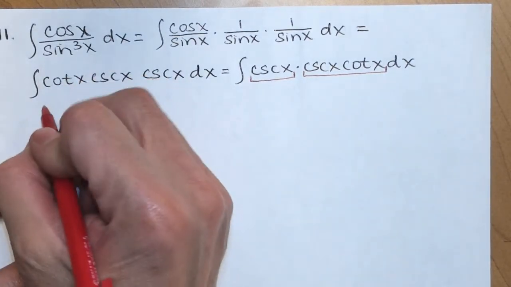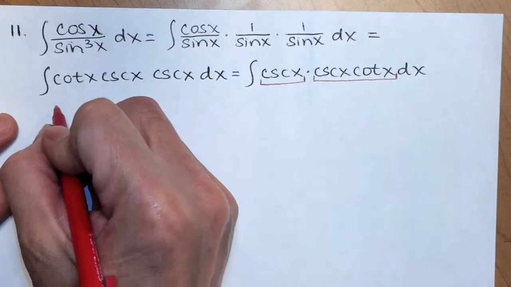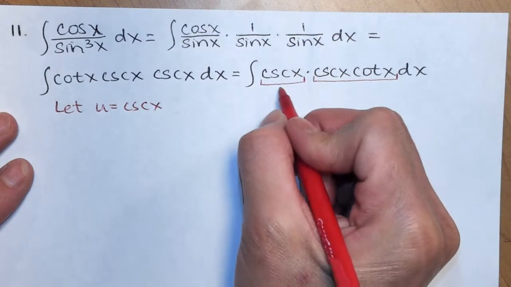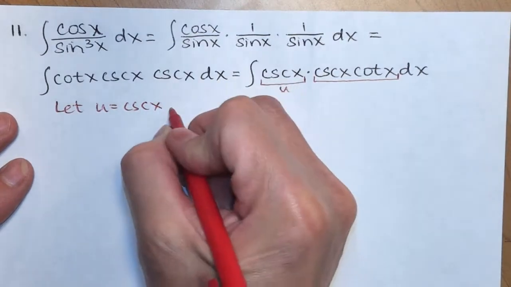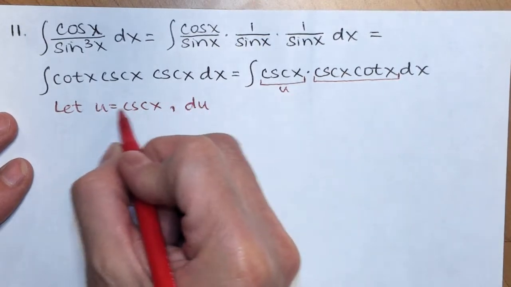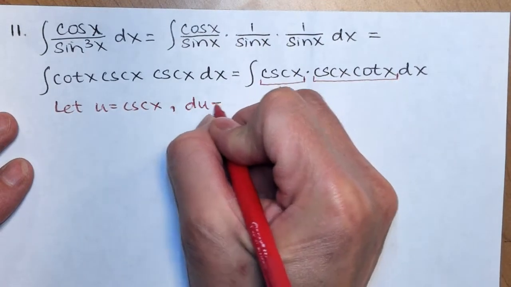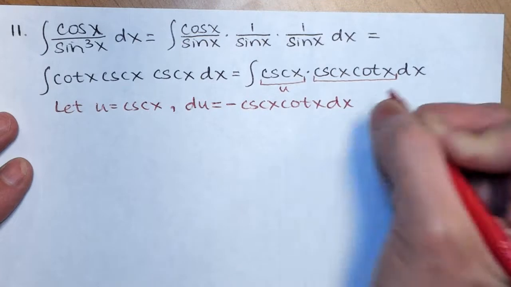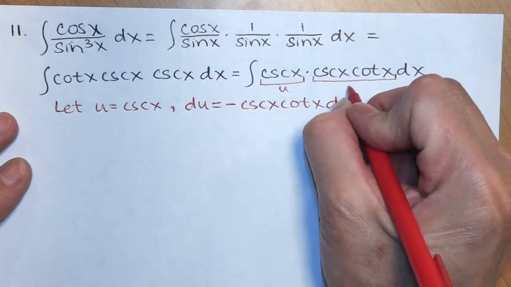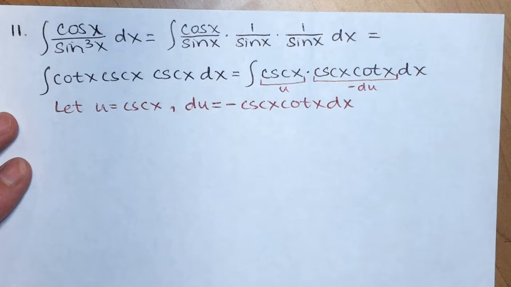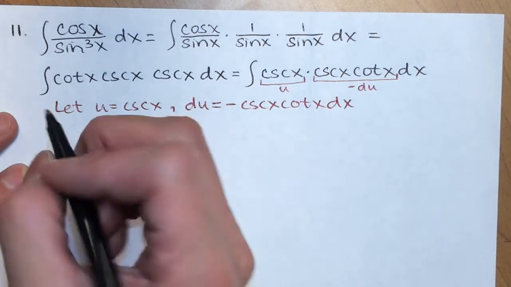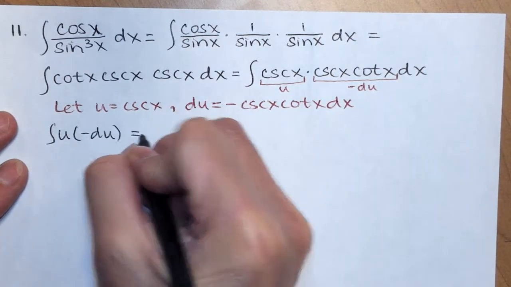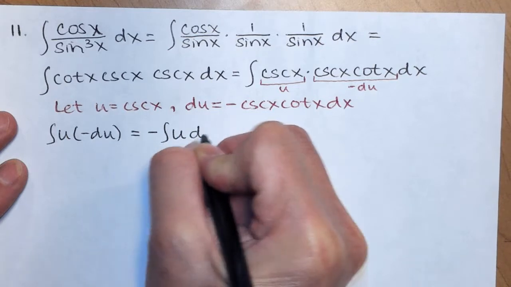But if I wrote it this way, I could say, well, let's let u equal cosecant x, and I'll use this cosecant x to be u. And then du, what's the derivative of this? The derivative of cosecant is negative cosecant x cotangent x dx. Okay, so this is like a negative du. So now if I go back and rewrite this, I have the integral of u negative du, which is just negative the integral of u du.